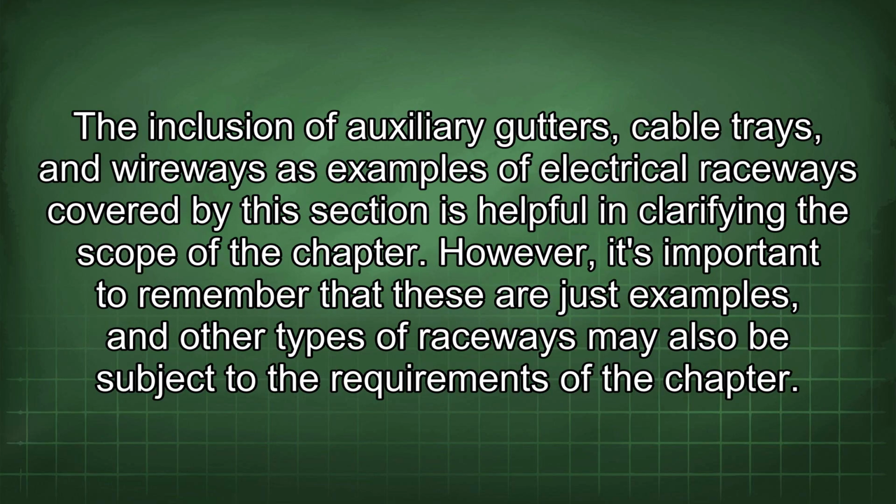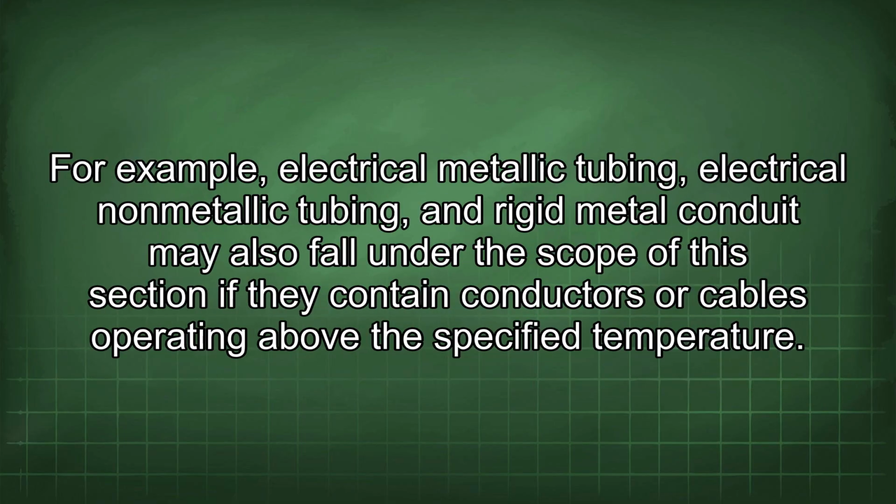The inclusion of auxiliary gutters, cable trays, and wireways as examples of electrical raceways covered by this section is helpful in clarifying the scope of the chapter. However, it's important to remember that these are just examples, and other types of raceways may also be subject to the requirements of the chapter. For example, electrical metallic tubing, electrical non-metallic tubing, and rigid metal conduit may also fall under the scope of this section if they contain conductors or cables operating above the specified temperature.